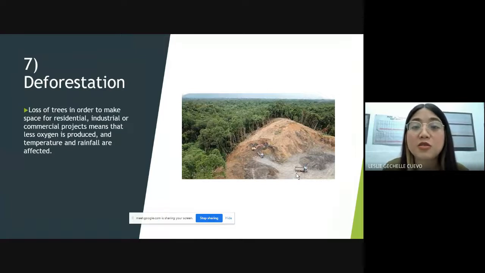Then, deforestation, loss of trees in order to make space for residential, industrial, or commercial projects. Yung mga subdivision nga. Means that less oxygen is produced. Kasi nga, alam naman natin na ang oxygen galing sa halaman at kapag binabawasan ng halaman, nababawasan din ang oxygen. And temperature and rainfall are affected.